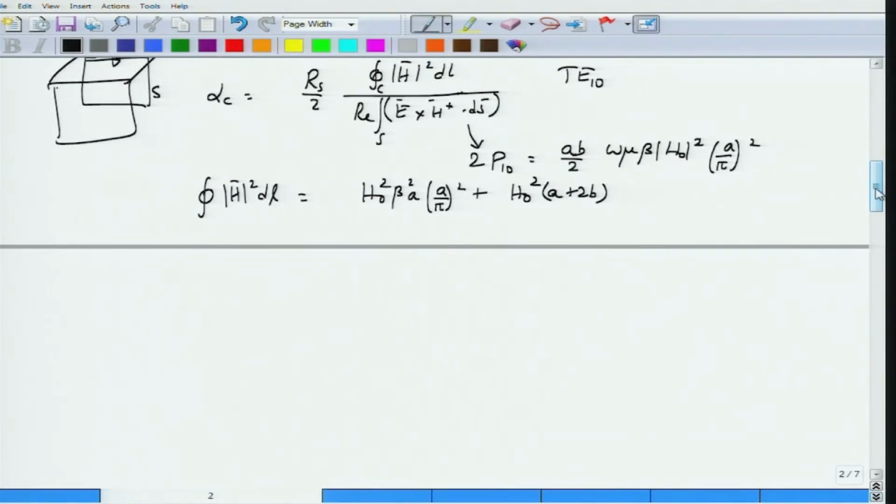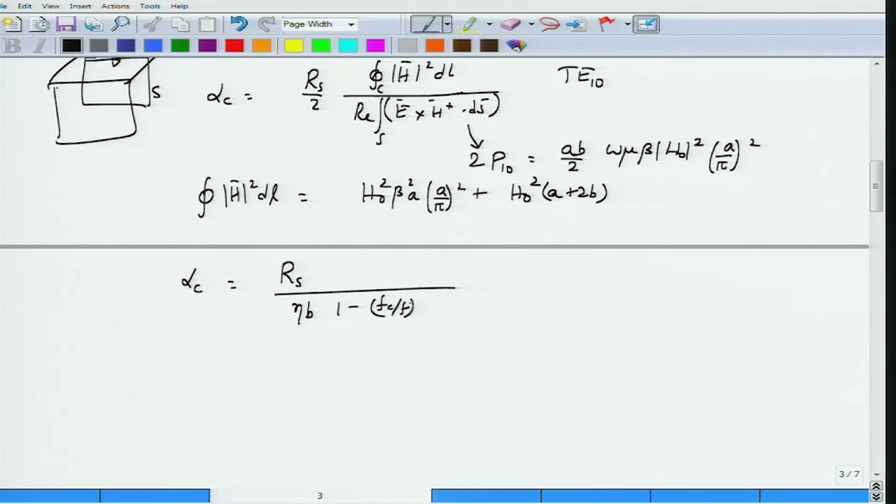We can simplify the expression for alpha c. You can substitute these 2 expressions into alpha c and then simplify the relationship. What you see is that there is the surface resistance Rs that anyway comes in, divided by eta b times the square root of 1 minus (fc by f) whole squared, and then you have in the numerator 1 plus 2b by a times (fc by f) whole squared. This is the expression for the conductive losses.